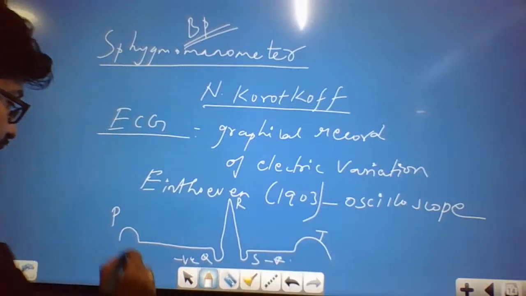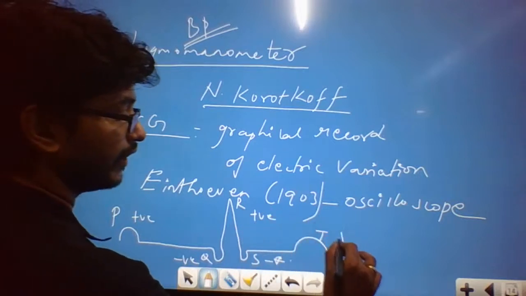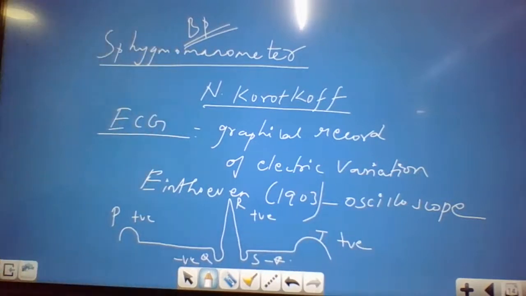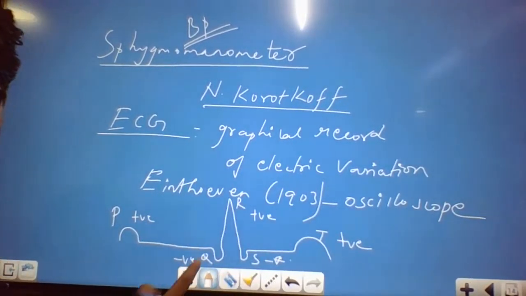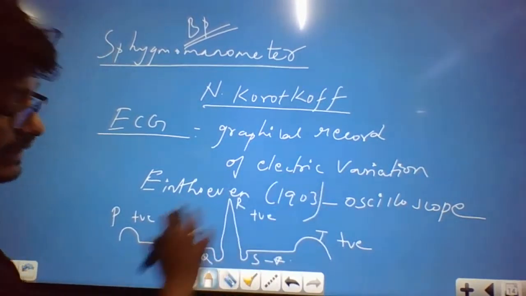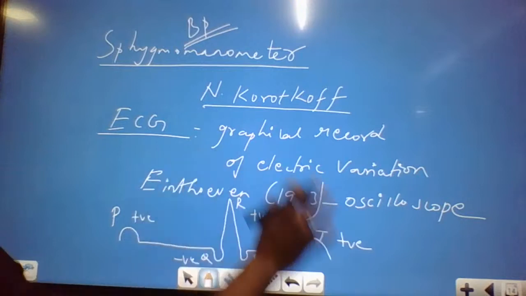This is actually negative, and P is a positive wave, R is also a positive wave, and T is also a positive wave actually. So what is the significance of this P, Q, R, S, T?